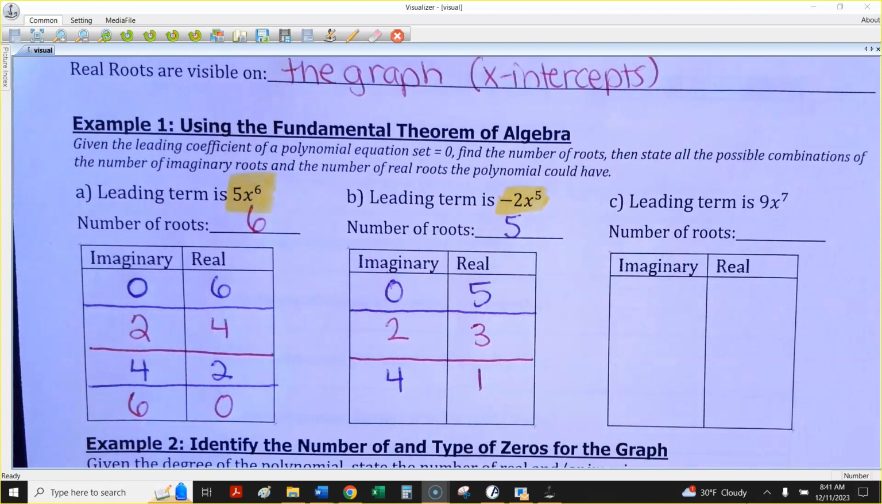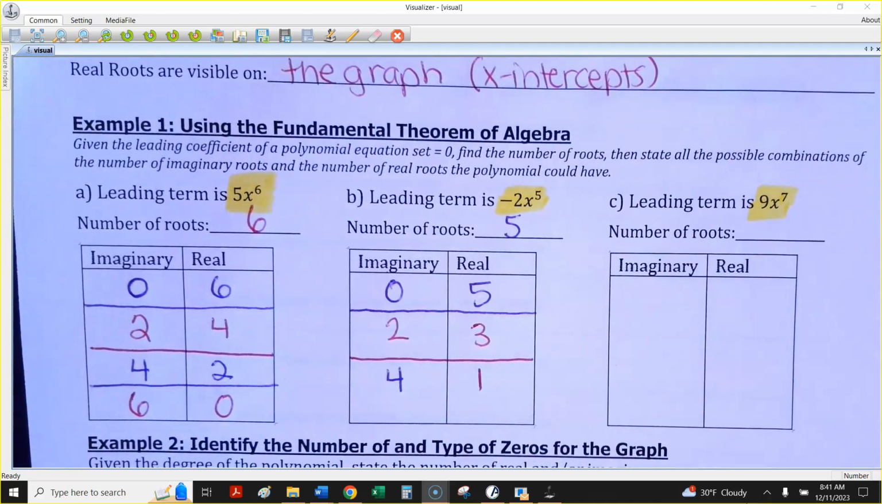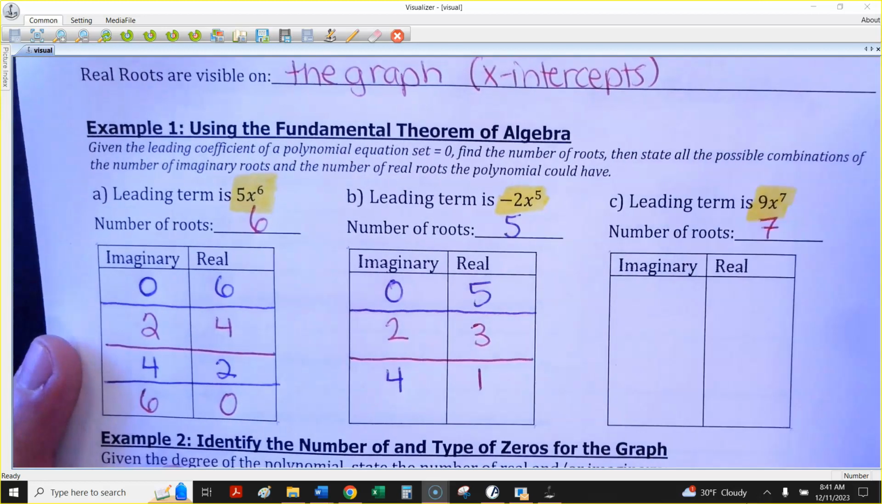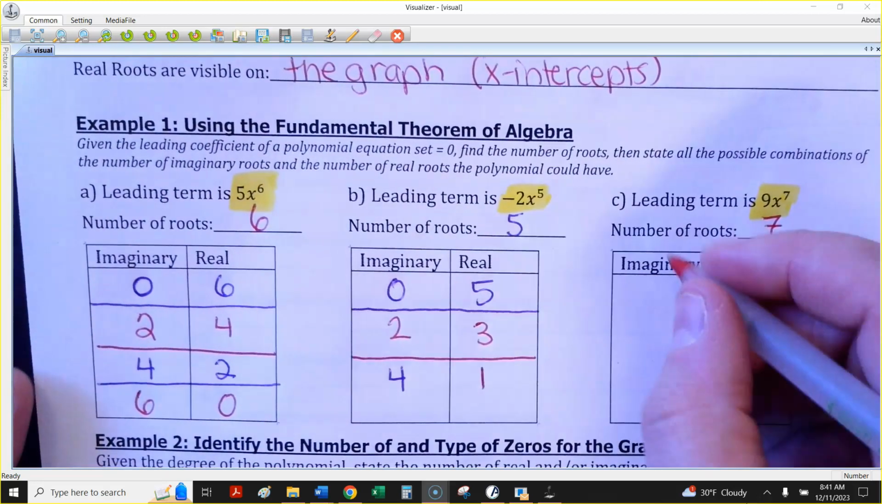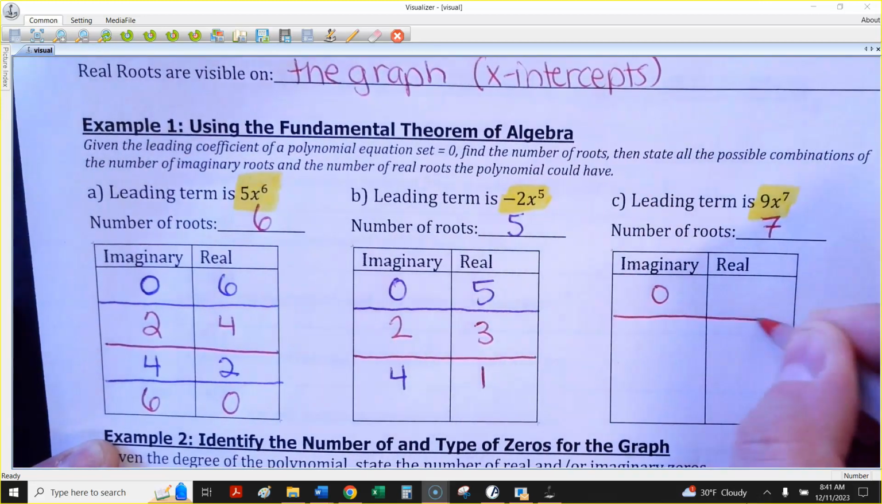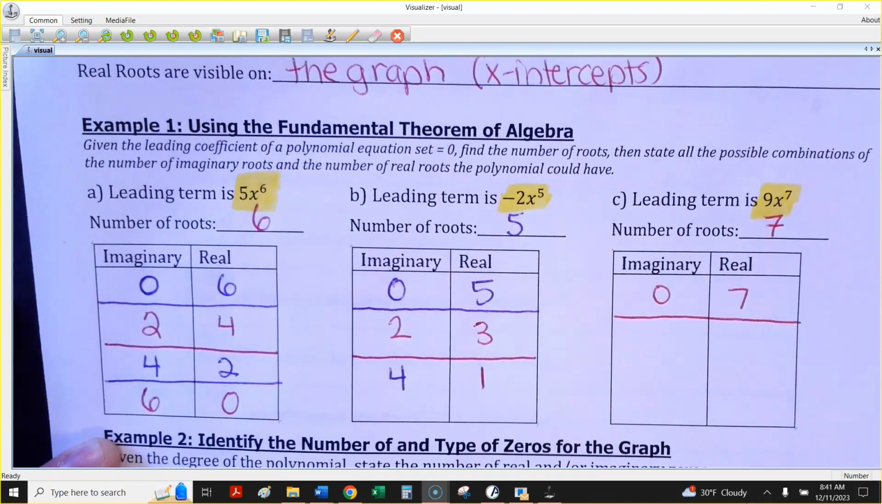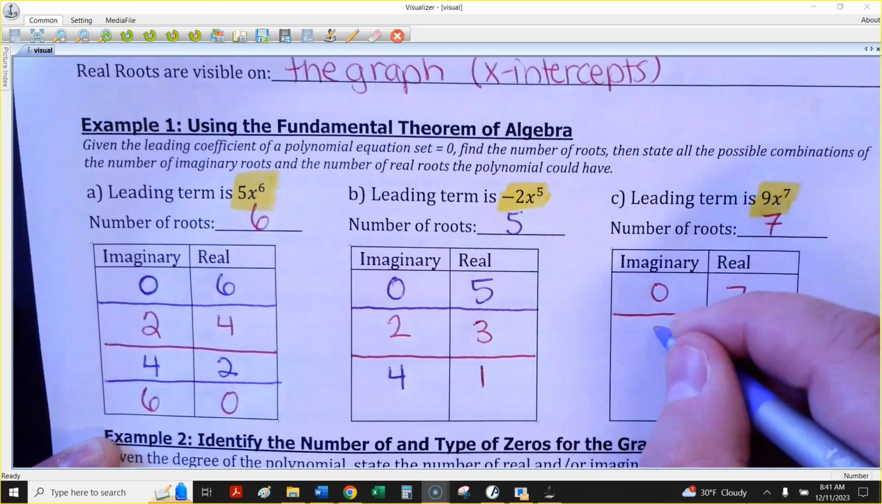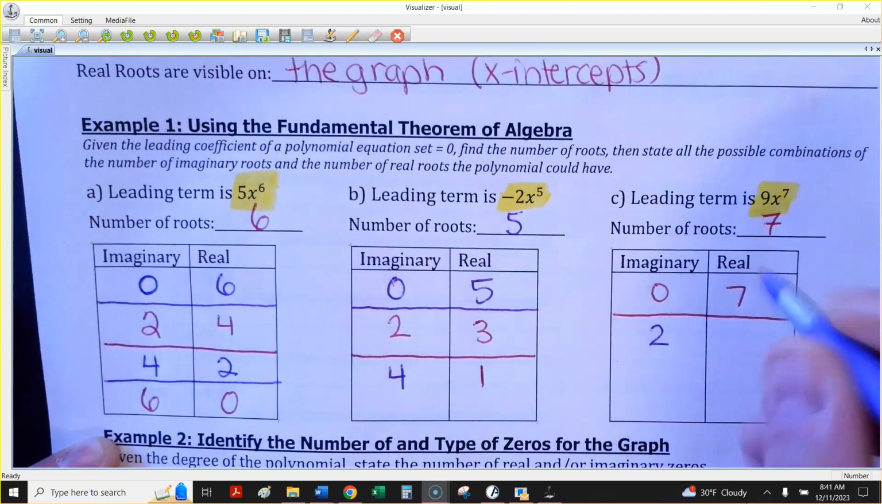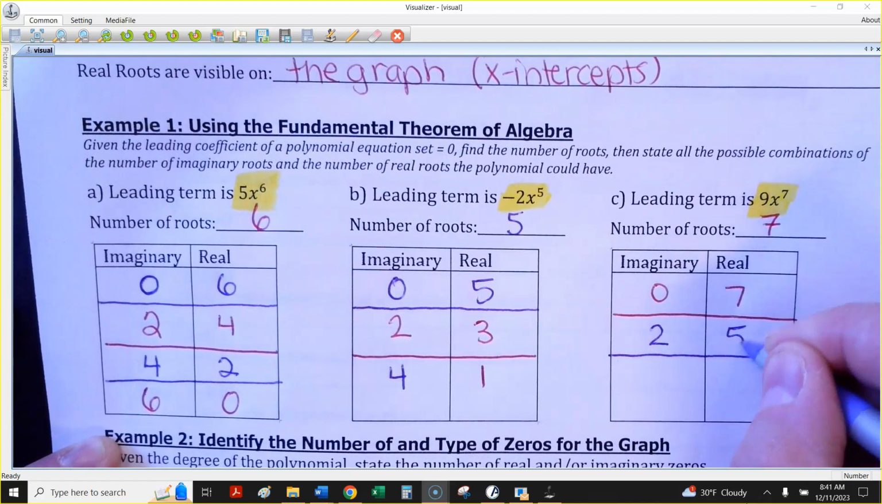All right, and then the last one, this is 9x to the 7th. Just the highest power of x tells you how many zeros you have, so 7 for this one. Again, I do the imaginary in sets of 2, so I'm going to say 0 imaginary. If I don't have any imaginary, then I'd have to have 7 real to add up to 7. Imaginary have to come in sets of 2, so I'm just going to use even numbers here. The next even number would be 2. If that's the case, then I would have to have 5 real.